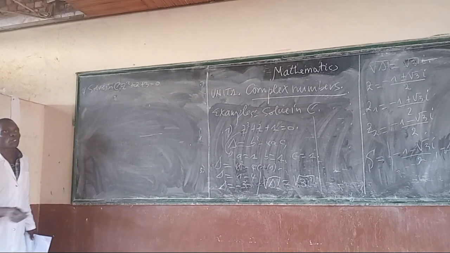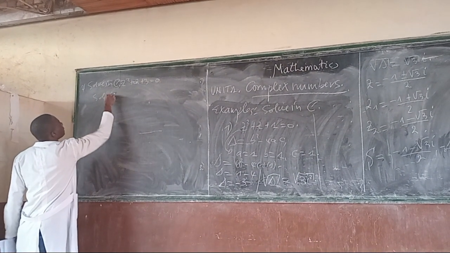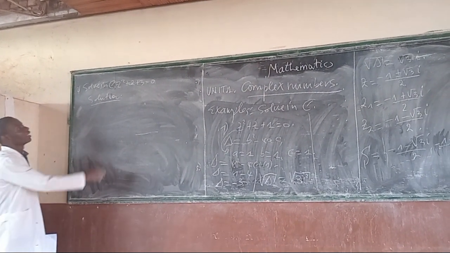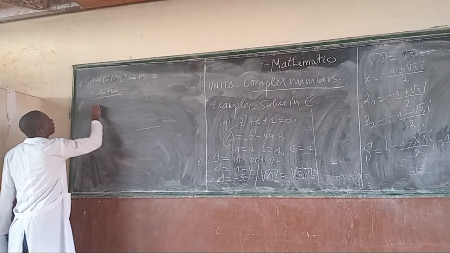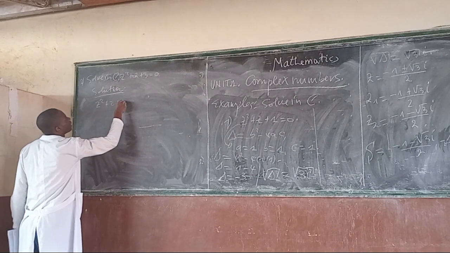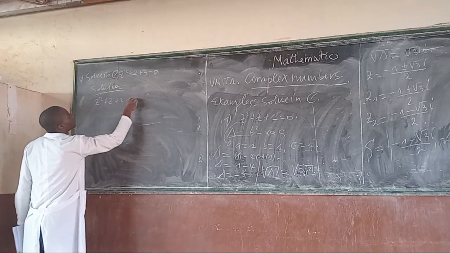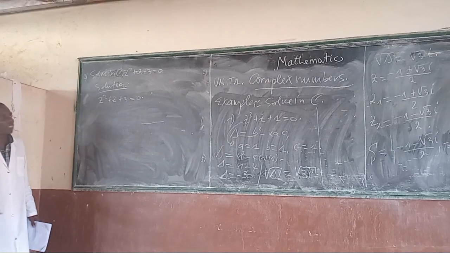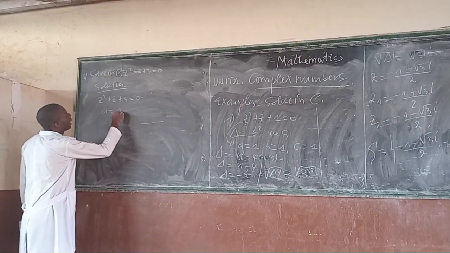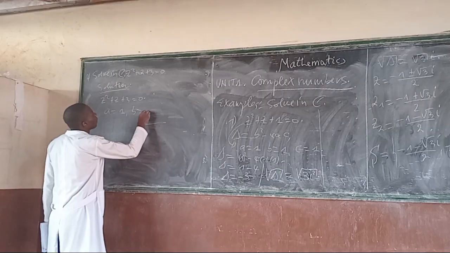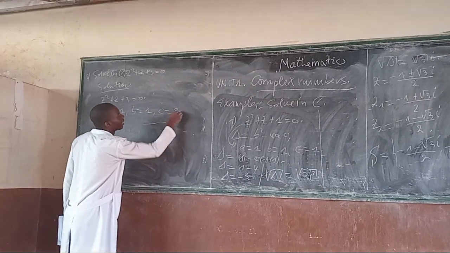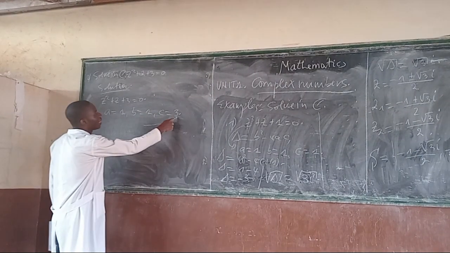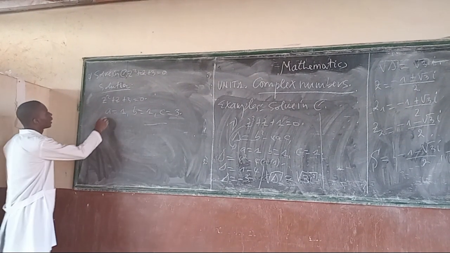For the solution of this question, we have z squared plus z plus 3, which is equal to 0. We have to identify which is a, which is b, which is c. Now, a is equal to 1, b is equal to 1, and c is equal to 3. Now we can find the determinant.